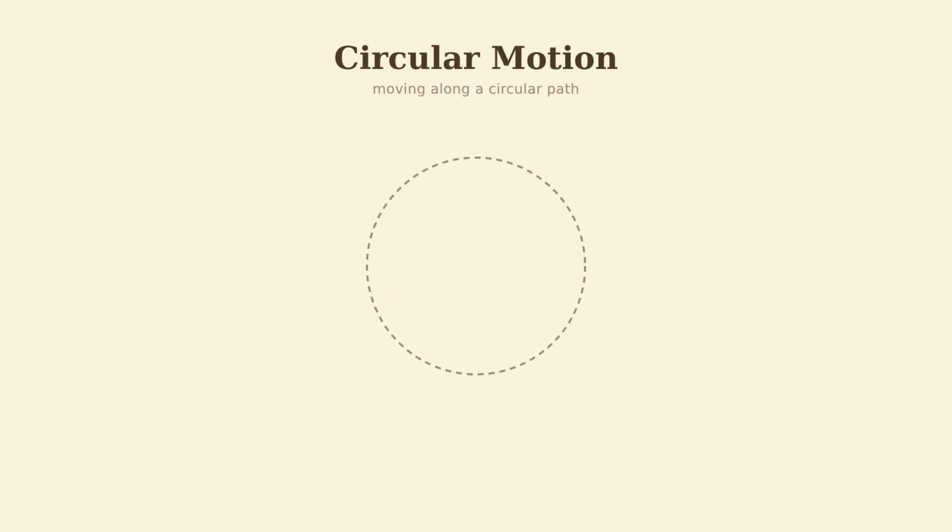Finally, circular motion: when an object moves along a circular path. A stone tied to a string and swung around, or the blades of a rotating fan. Even if the speed stays constant, the direction keeps changing at every single point, which makes this a special category of its own.